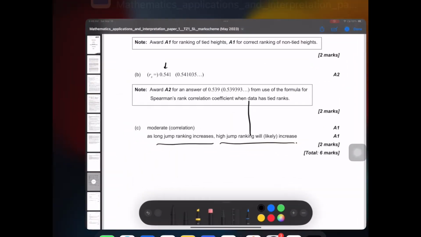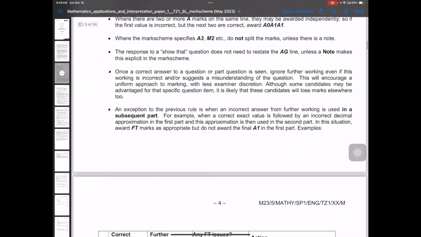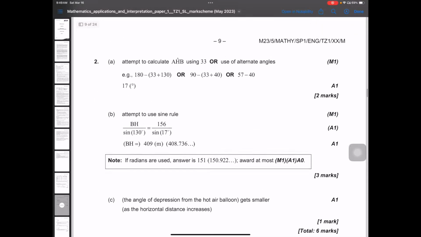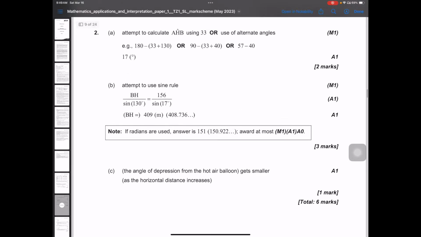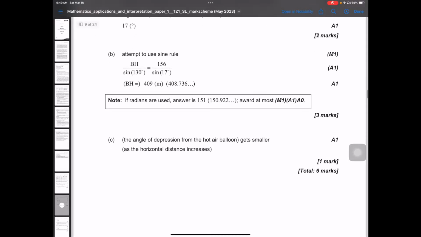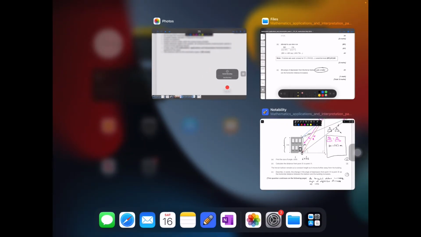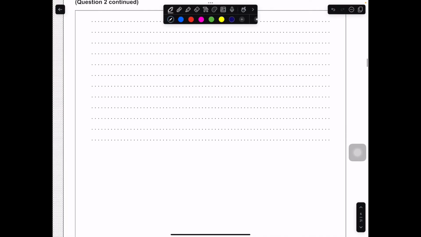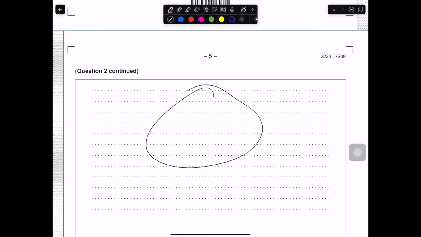We can actually find that here and see what that looks like. Alright, so that's actually the earlier one, sine rule, right here. An attempt to use sine rule is enough, actually, for 1 method mark. So the angle of depression from the hot air balloon, all they're actually looking for here is gets smaller. That would be enough. Okay. Once again, remember to write all of your values within this box.